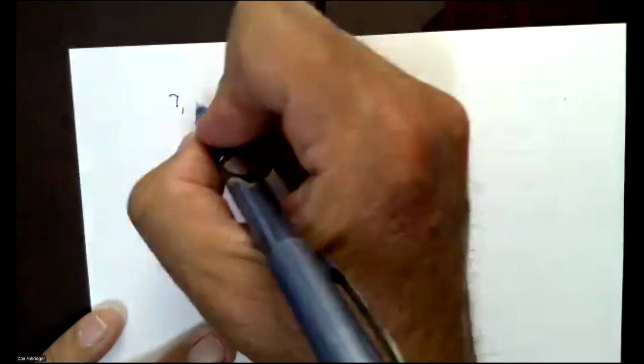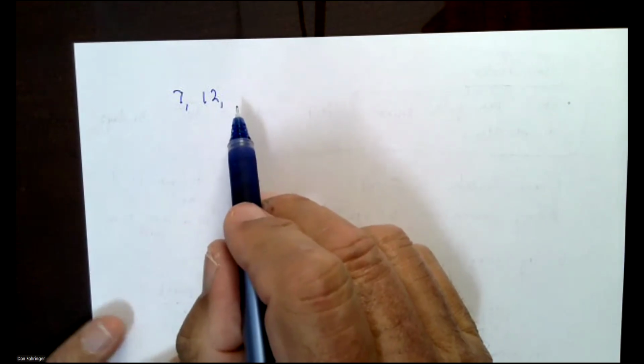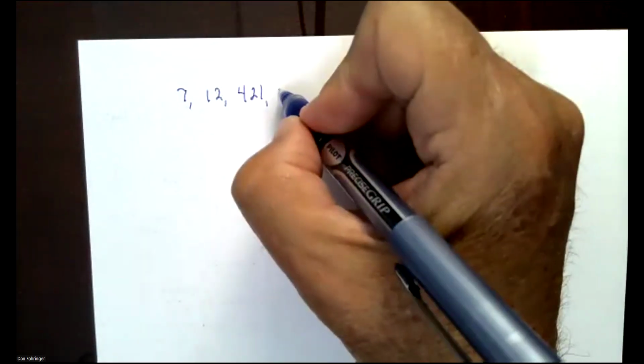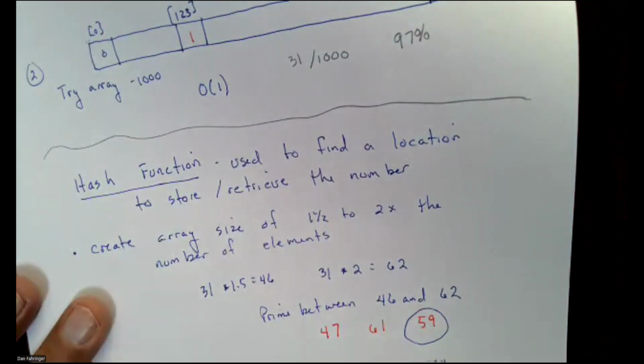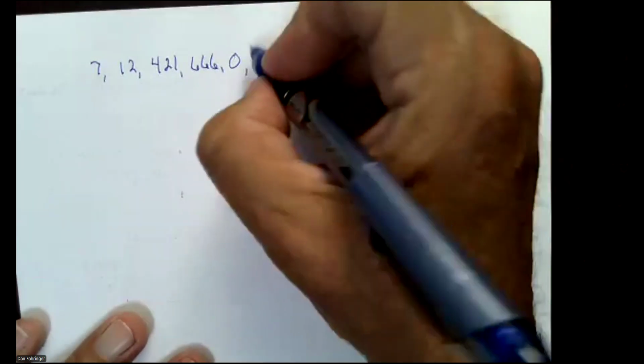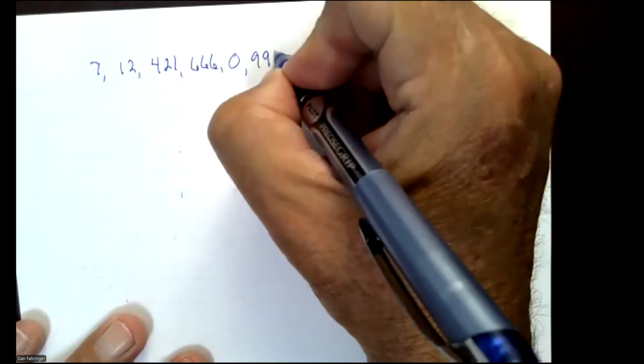Bigger numbers. 0, 1, 2. Your lucky numbers. Welcome day 3. The numbers are 4, 21. Welcome to day number 4. Your numbers are 6, 6, 6. Welcome today. Remember, we have 31 numbers that we're going to store. 31. Your lucky number today was all zeros. Your lucky number today was 999.